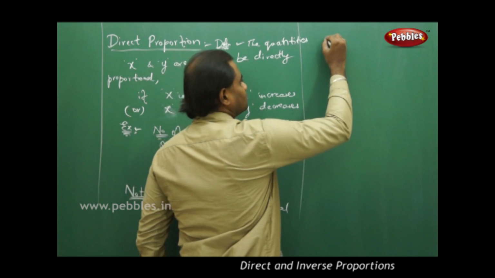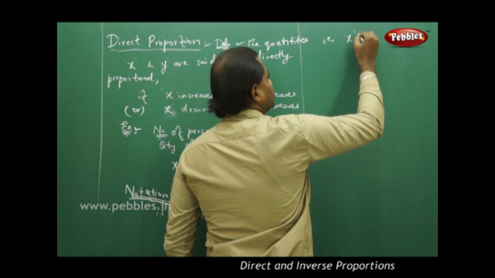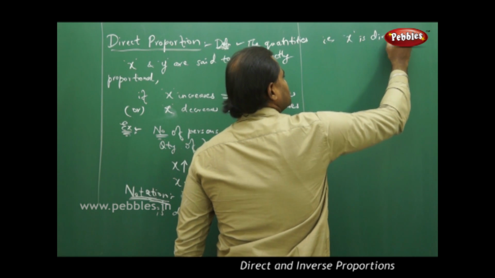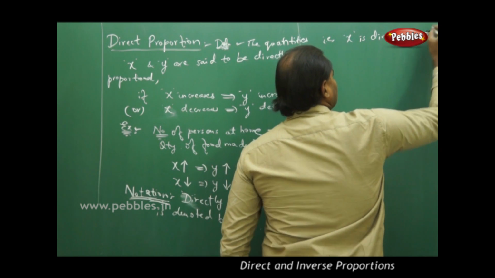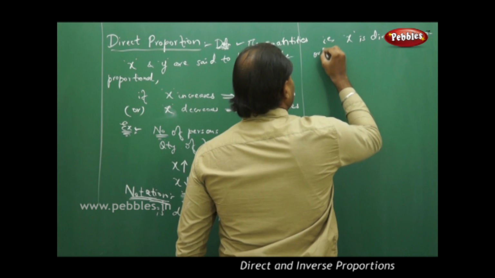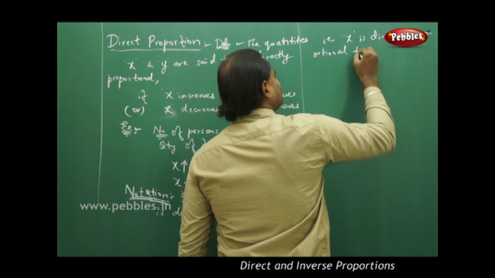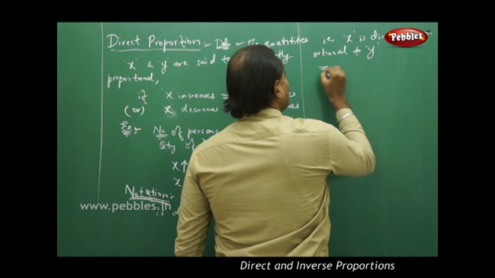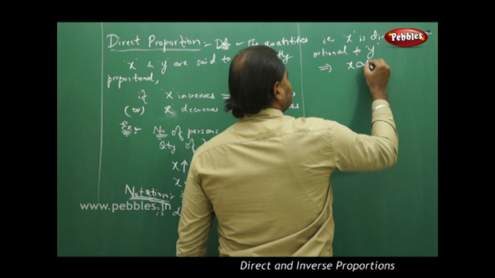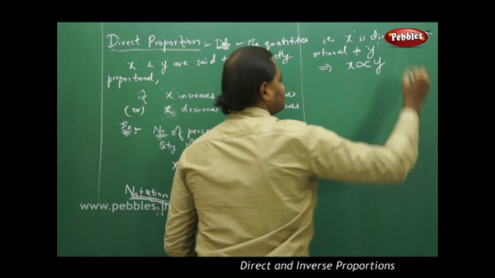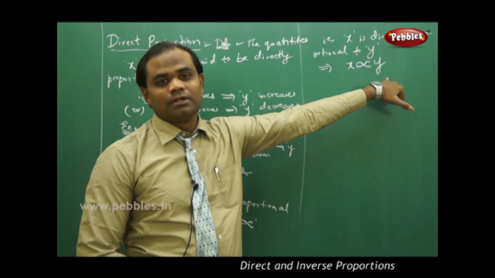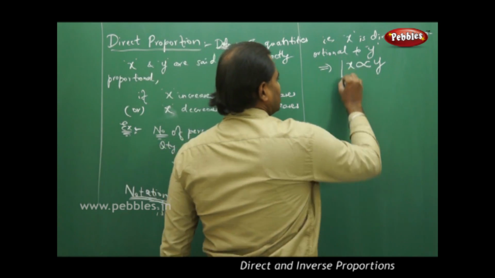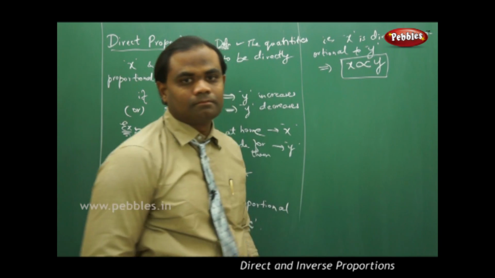That is, when I say x is directly proportional to y, implies x is directly proportional to y, is how I understood with the symbol directly proportional.